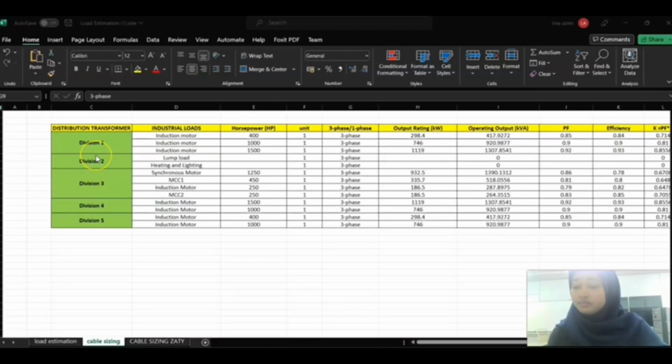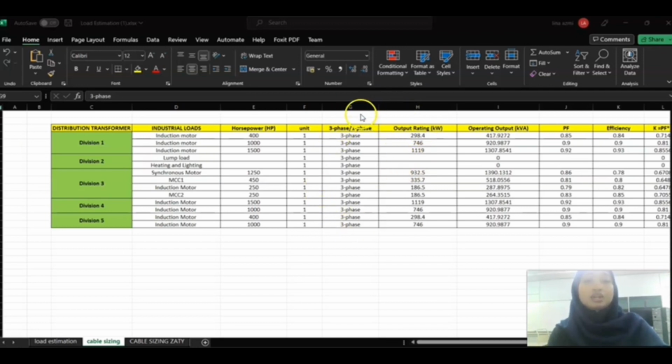So here is the total apparent power of the industrial loads in this factory. Division 1 to division 3 is the existing load of the system, which has induction motor, lamp load, heating and lighting, synchronous motor, MCC1 and MCC2. Division 4 and 5 is an additional 60% increment from the existing load. So from the horsepower here, we have to obtain the active power in kilowatt, which is the operating, by multiplying the horsepower here with 746, since 1 horsepower equals 746 watts, and then we can obtain the output rating here.